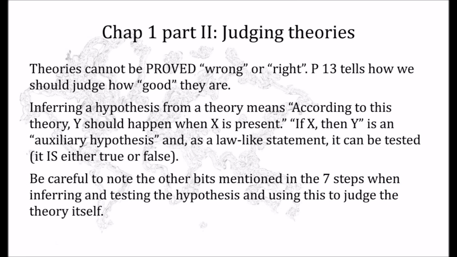Okay, so how should we judge theories? We've discussed several times that theories cannot be proved wrong or right, but page 13 tells us how we should judge how good they are. You can infer a hypothesis from a theory, and that means, according to this theory, y should happen when x is present. So you think about what the theory says, how it explains logically, and then you think of a law-like statement that you could derive from that. If x, then y. That's an auxiliary hypothesis, and as a law-like statement, it can be tested. So it is either true or false, unlike the theory itself. And be careful to note the other bits mentioned in the 7 steps when inferring and testing hypotheses.